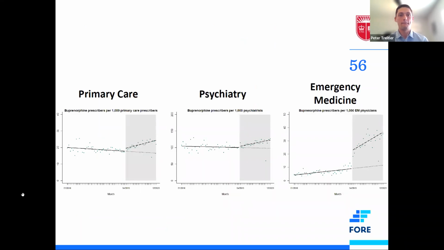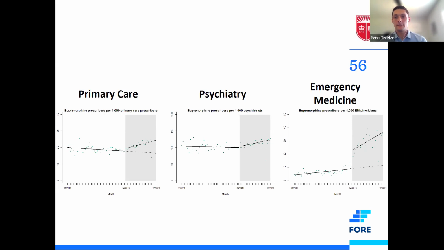Next slide. And then in these next 2 slides, we break it out by specialties. And so first you have primary care, psychiatry, and emergency medicine. And the trends overall are pretty similar. Interestingly, with primary care, there was actually a decreasing proportion of primary care prescribers prescribing buprenorphine in the pre-policy period, but then there's a pretty marked shift in the post-policy period where the trend is actually increasing.